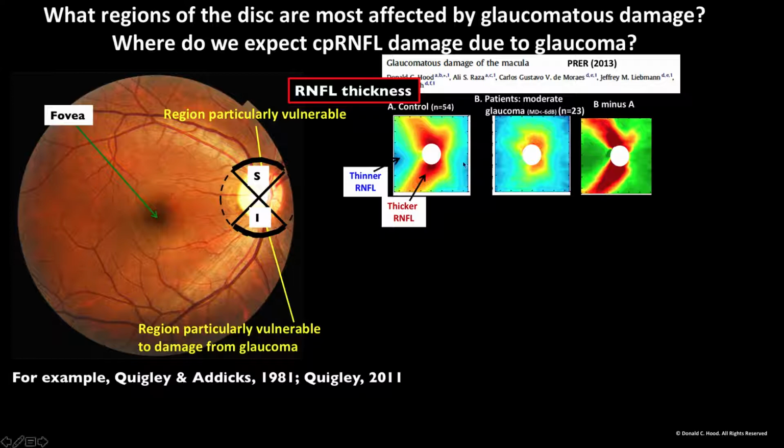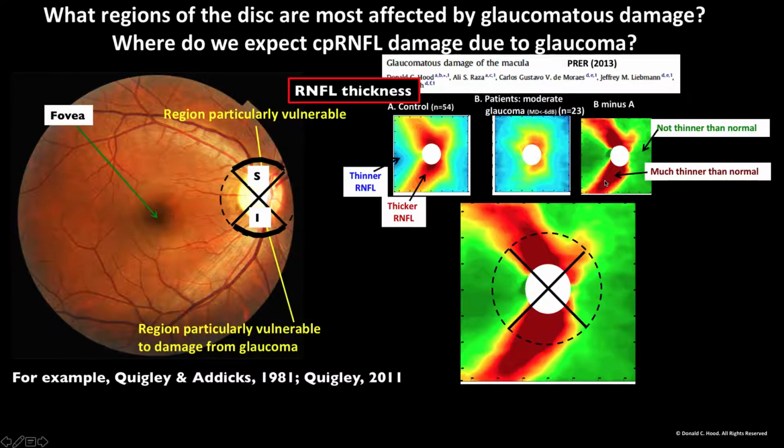So what we're going to do here is take this and subtract this from this. Now red means something different. Red is going to be a lot of thinning. Green is not thinner than normal. Red is much thinner than normal. So let's blow this up. And again, extensive thinning here, beyond normal limits.